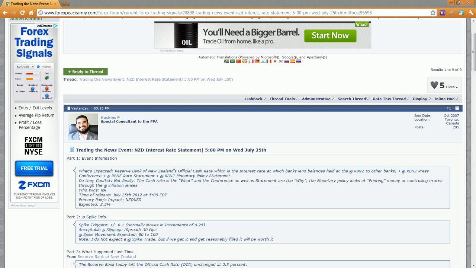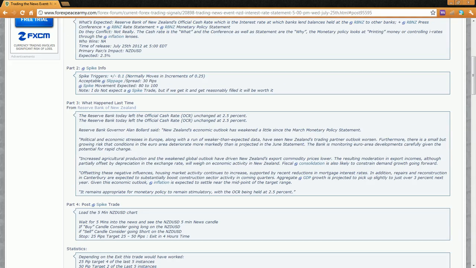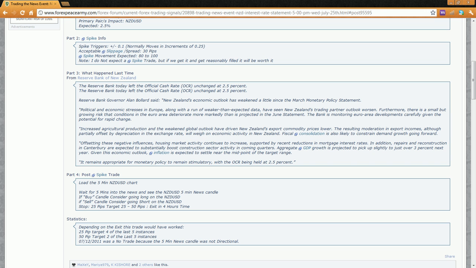I'm going to be discussing the trade news event, trading the interest rate statement. The event was out at 5 p.m. on Wednesday, July 25th. So let's see what happened. There were two different trades. One was the spike and one was the post spike trade. The interest rates remained the way they were, so it did not give us a spike trade, but it did give us a post spike trade.